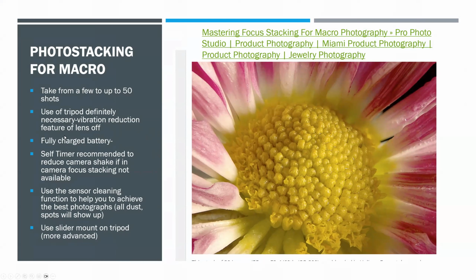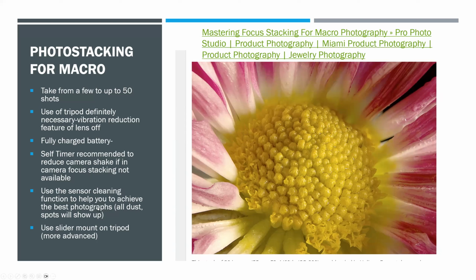vibration reduction features off. Fully charged battery, obviously, because you're going to be using a lot more battery power. A self timer is recommended. If your camera allows, you can set it to start taking a picture in 5 seconds or 10 seconds so you don't have the camera shake of pushing the shutter, because that can set off a slight amount. Make sure you have a good sensor cleaning.